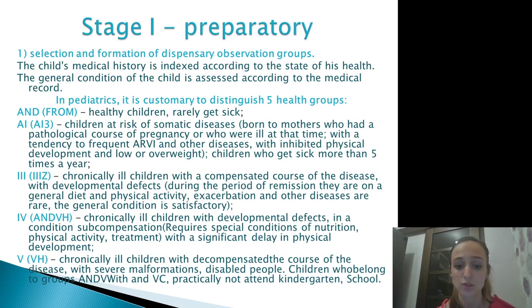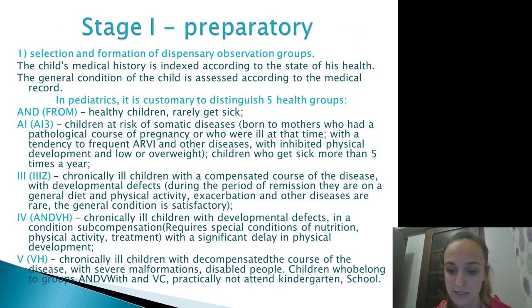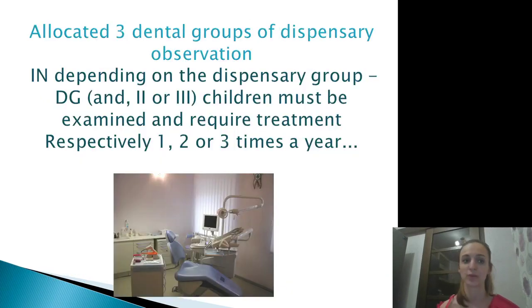Next one is chronically ill children with developmental defects in a condition of subcompensation. And the last one is chronically ill children with decompensated course of the disease, with severe malformations and disabled people. So children who belong to these groups practically do not attend kindergarten or school. Allocated 3 dental groups of dispensary observation.